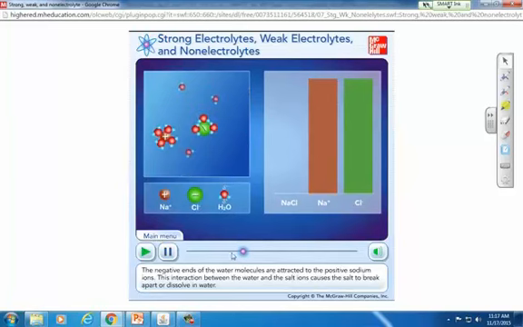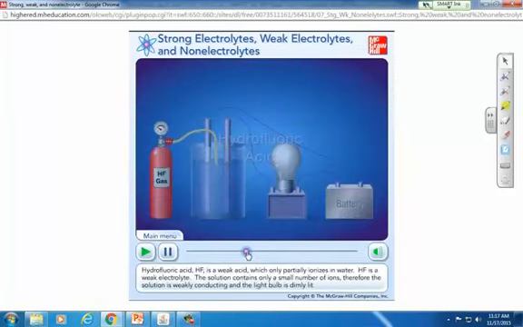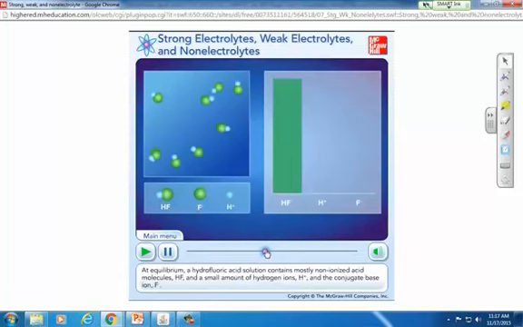So another example is the HF. So when I put HF in water, I see a little conductivity.